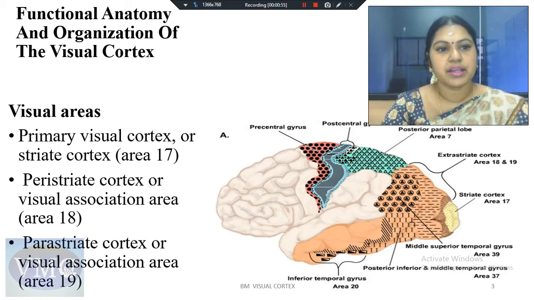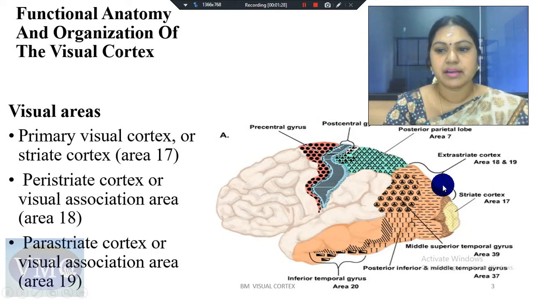So the visual areas are primary and secondary. Primary is the one where the image first goes and falls. So here we have the primary visual cortex. It is also called the striate cortex or area 17. Then we have the association areas. These are the peristriate cortex or area 18 and the parastriate cortex or area 19. So Brodmann's area 17 is called the primary visual cortex. It is also called the striate cortex.